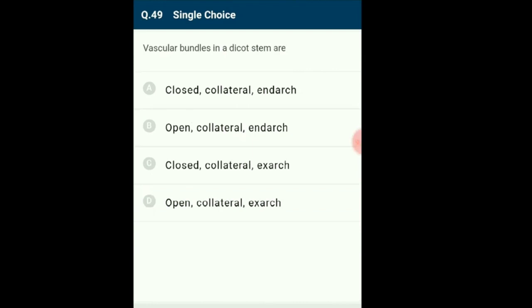Question number 49. Vascular bundles in dicot stem are. In dicot stem, vascular bundles are conjoint, collateral, in which xylem is present towards the inner side and phloem lies towards the outer side. Xylem is endarch, as the protoxylem is present towards the center and the metaxylem towards the periphery. The answer for this question is option B, open, collateral and endarch.